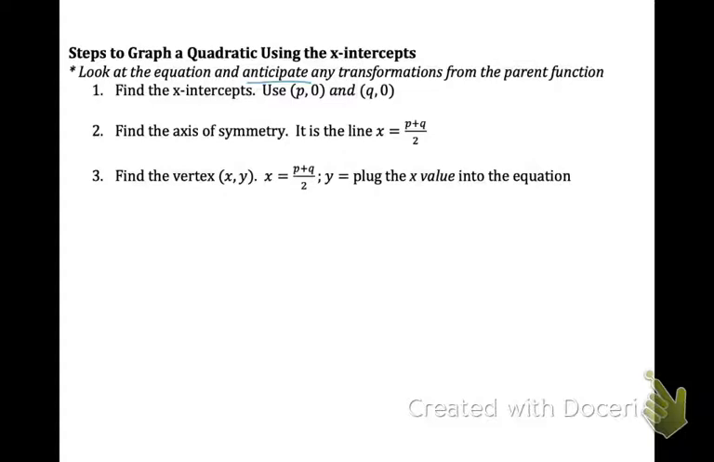Then you're going to find the x-intercepts. You'll pick out the p and the q values and take the opposite sign of those. You'll find the axis of symmetry, which is also the x value of the vertex, and it's just in the middle of those two x-intercepts. So you're going to add up the values, p plus q, and then divide by 2. That's the equation of your axis of symmetry and the x value of the vertex. Then, to find the y value of the vertex, in step 3, you're going to plug that x value into the equation, just like you've done before, to find the x and the y value of the vertex.